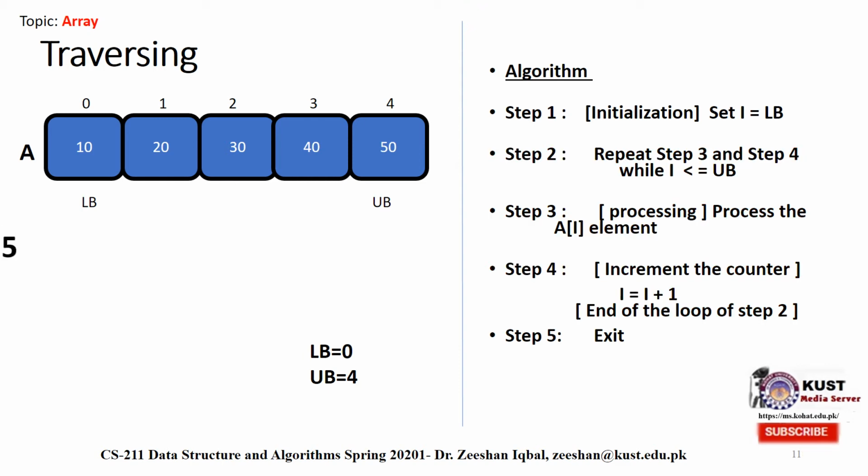Now as we can see, the new I value will be 5. In step 2, the condition in the while loop will be checked again, that is 5 is less than or equal to 4, which is false. Once the condition in the step 2 while loop is false, we will directly move to step number 5, ignoring step 3 and 4. In step 5, we have written exit. So we can see that we have traversed all the elements from lower bound to upper bound by executing this algorithm.